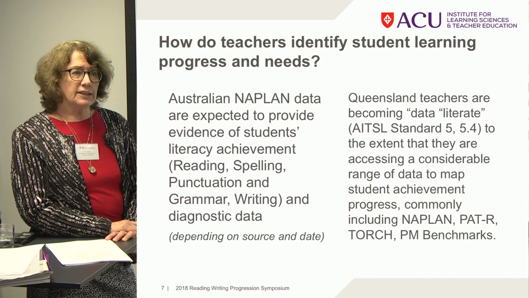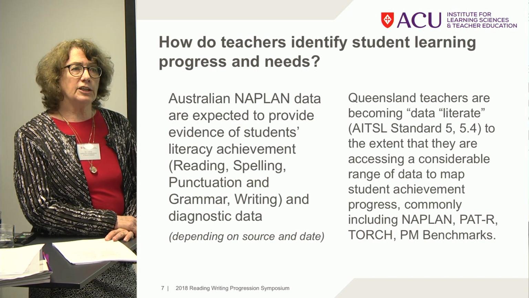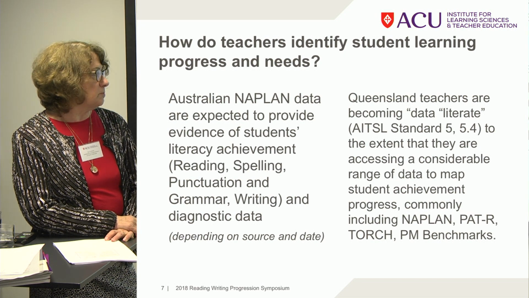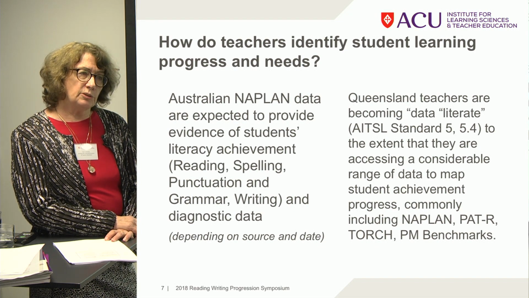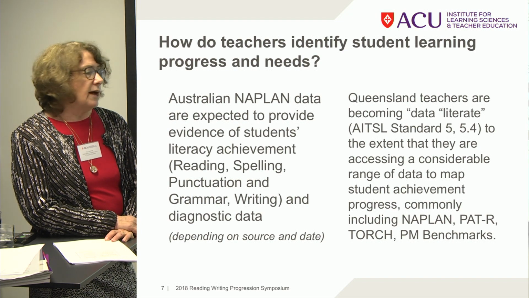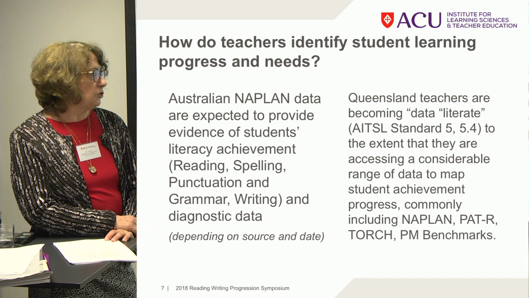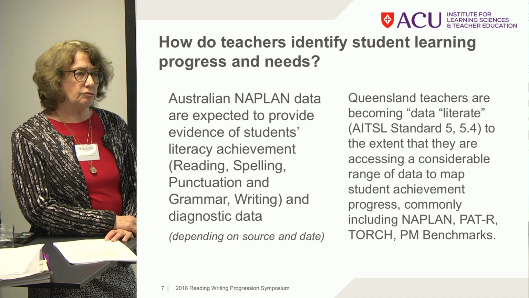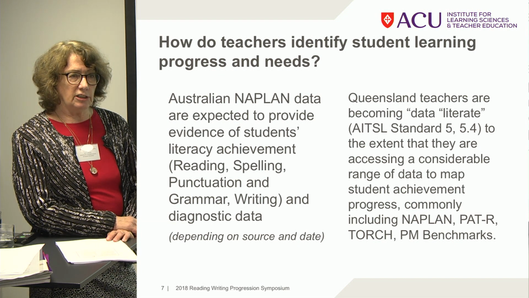And in fact, they're starting to say, oh, we need data and evidence to actually demonstrate learning, and they're collecting a lot of data and evidence that they can actually demonstrate or map student progress. So that could be, in addition to their own classroom assessments, data on NAPLAN, data on the progressive achievement tests in reading, the test of reading comprehension, TORCH, and the PM benchmarks.